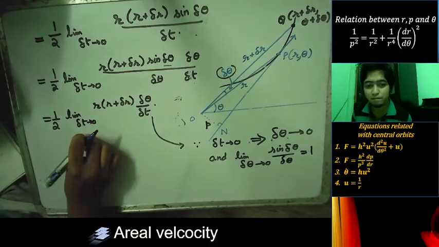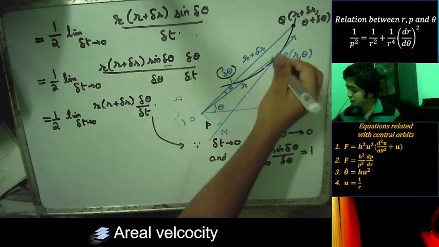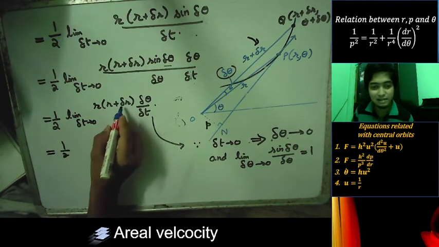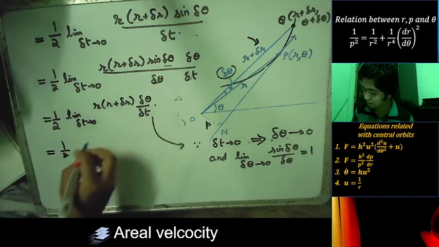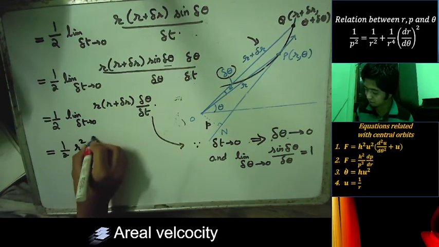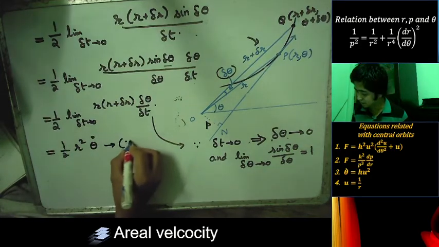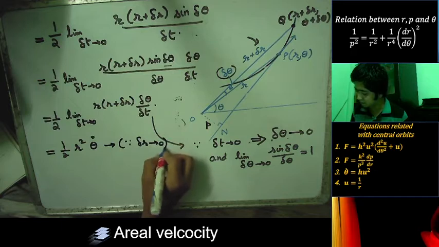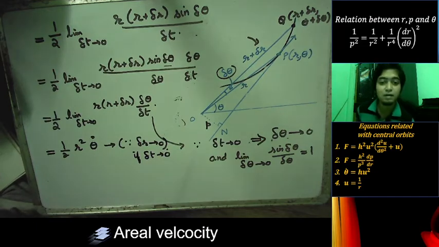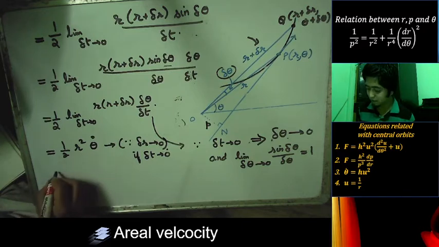And also keep note, if the time is very, very small, P is very close to Q, then del r will also tend to 0. So del r will tend to 0, and you will be having only r squared del theta by del t, which is theta dot, when time tends to 0. Again, I can write it over here, since del r tends to 0 if del t tends to 0. I hope that is clear. So this one is equal to half r squared theta dot.